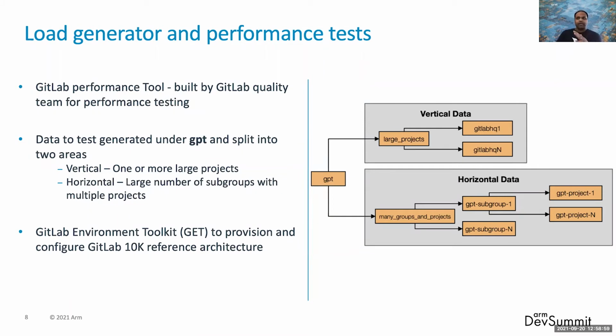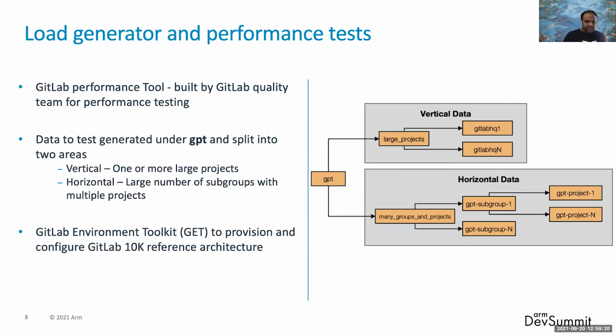For the web, it's 2 RPS per 1,000 users. For Git, it's again 2 RPS. And for Git push, it's 0.4 RPS, requests per second. So when you do a 10K architecture, you just multiply it by 10, and you get the data set of 200 RPS, 20, and 4 RPS for that matter.